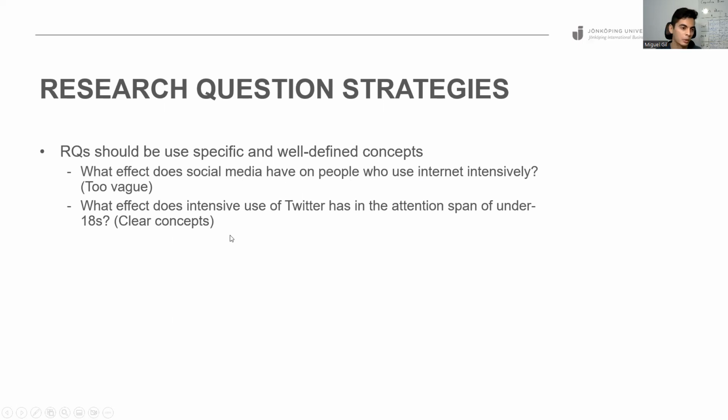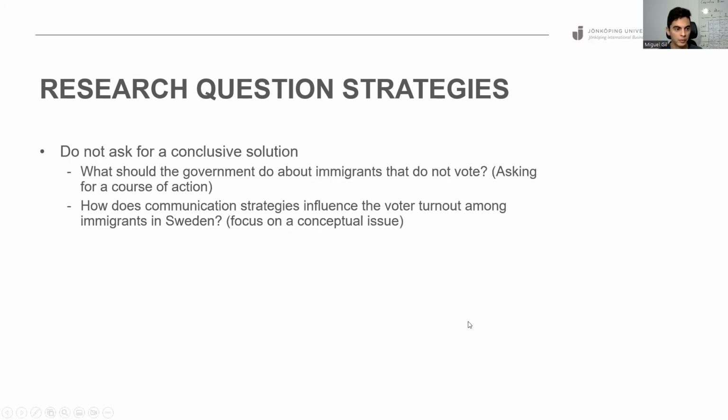Here is the counterexample, the good example. What effect does intensive use of Twitter have on the attention span of under 18s? As you can see, intensive is still there. It's a bit open, but at least we narrowed it to Twitter. Attention span you clarified with the concept of under 18s. So as you can see, this has clear concepts. It's difficult to assess that the question is perfect, and this one can still improve, but this is much better than the first one. So make sure that you use specific and well-defined concepts.